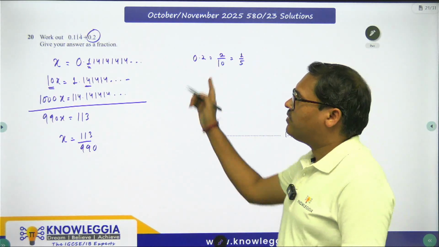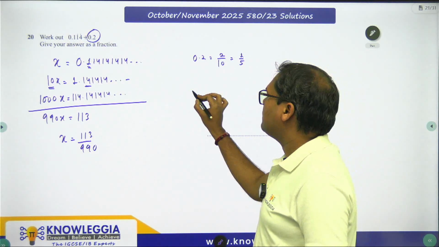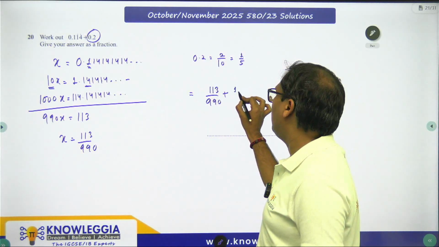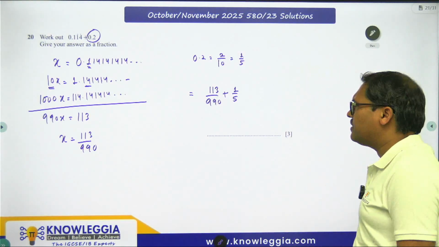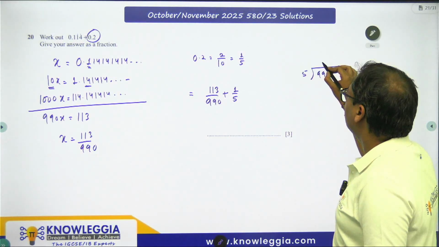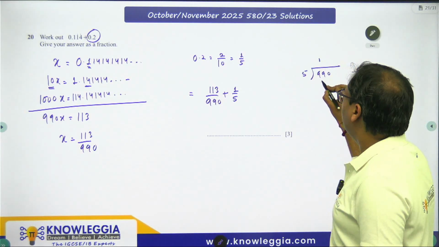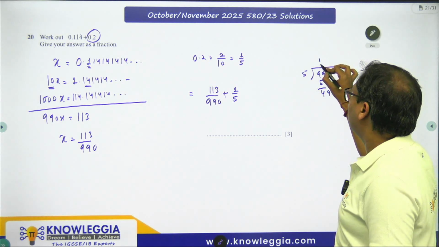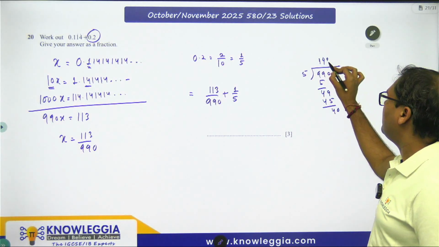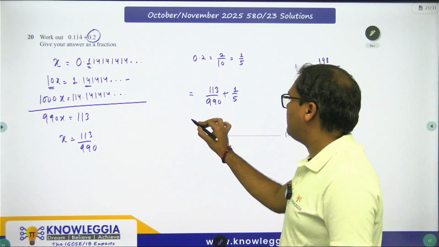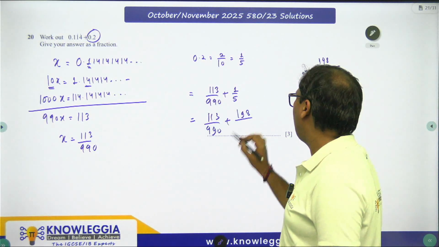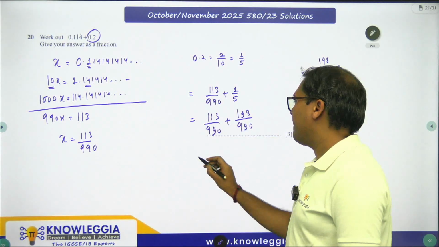This is clear. So now you have to add these two. So what is the answer? This is equal to 113 divided by 990 plus 1 by 5. Now you can see I can divide 990 by 5. So what is this? This is 198. Okay. So if I write this, this is 113 upon 990 plus 198 upon 990, making the like fraction.